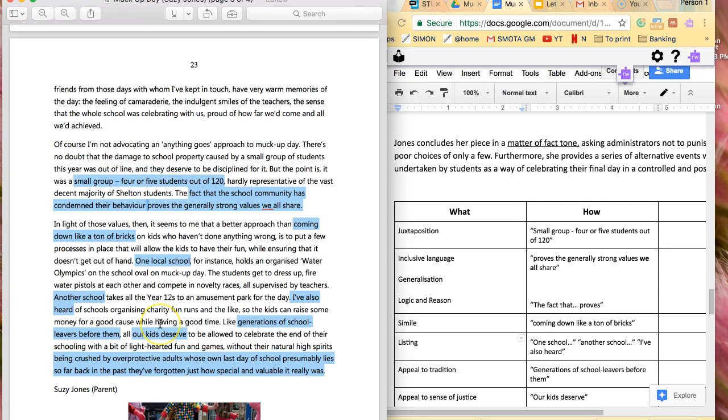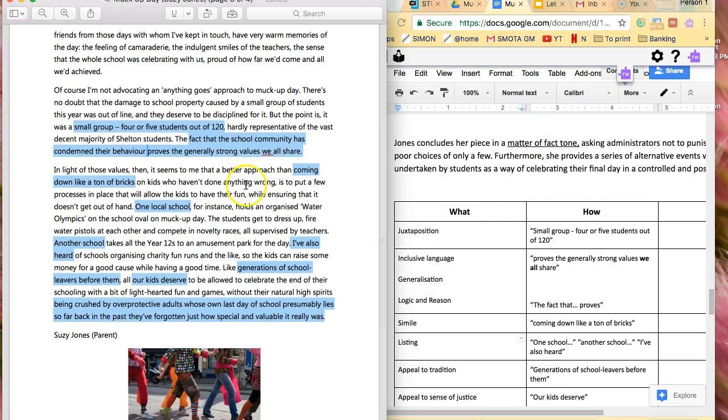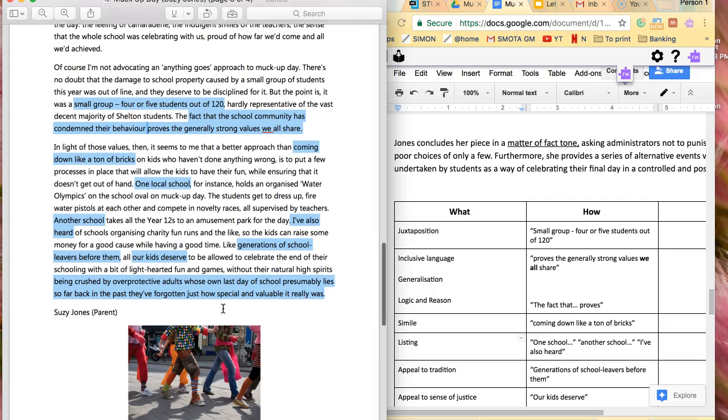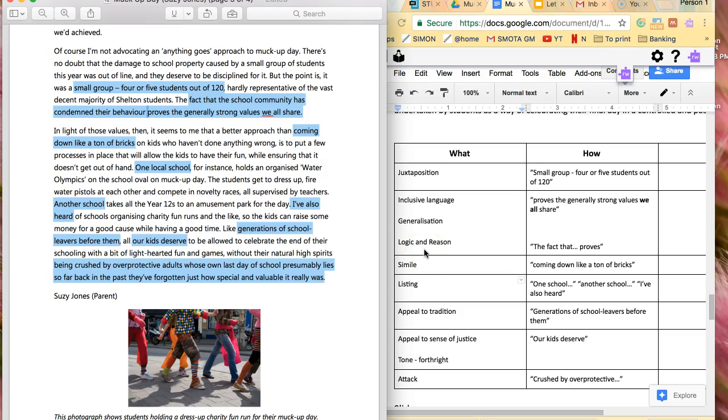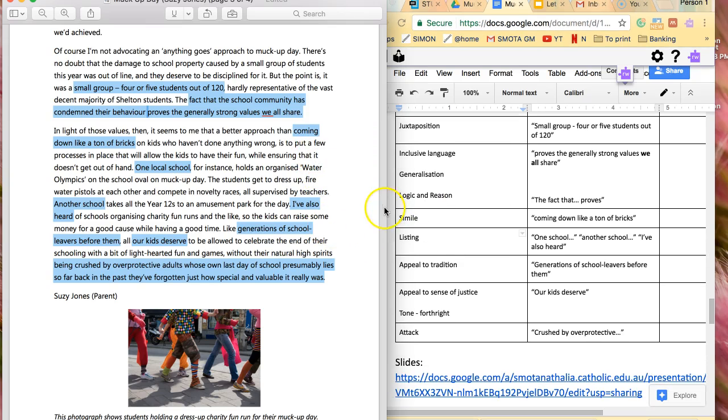And so she comes up with a solution, and her solution is in a matter-of-fact tone. She lays out all the different ways that they might celebrate alternative options, alternative events that they might use to celebrate Muck Up Day instead of, say, what happened obviously in this year with the students she's written this letter in response to. And so we've got a simile. And she said, instead of coming down on them like a ton of bricks, like is the key word there, and that's what makes it a simile. It has like or as.